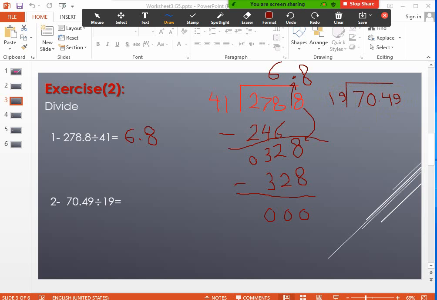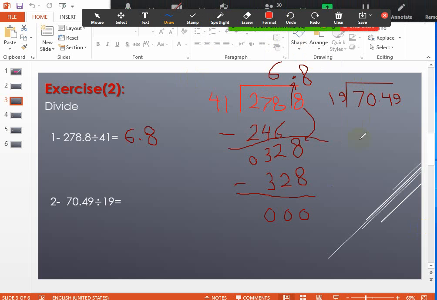Let's now divide 70.49 divided by 19. I want all of you to answer, please. Where are you, girls? Yes, Mahnoor, open the mic. Okay, now let's see. Wajid, open the mic, dear. Now I want to divide 70.49 by 19.